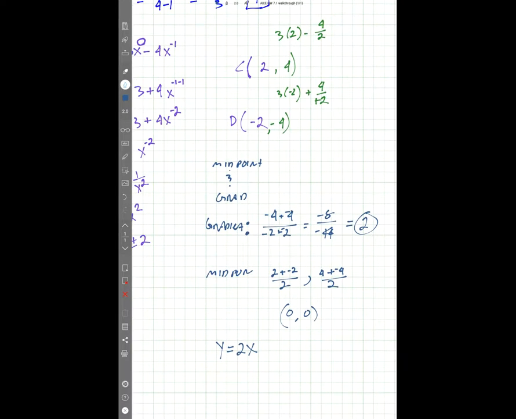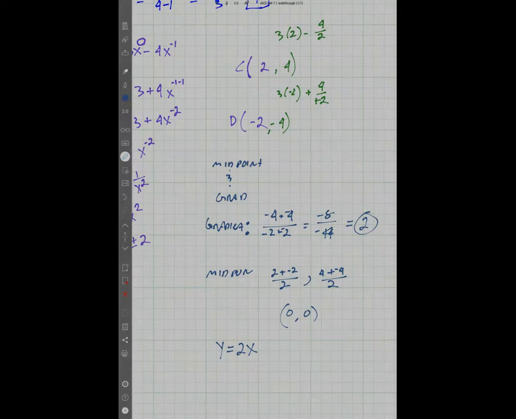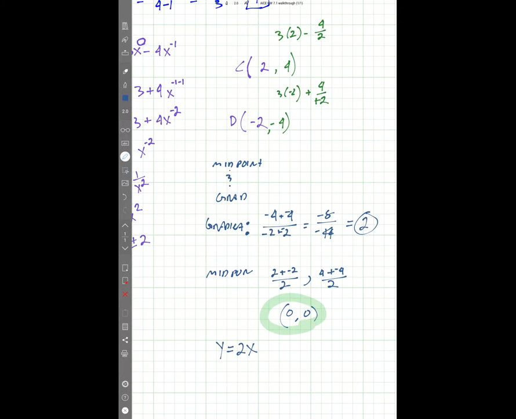So I said it was y equals 2x. So you go back and you read the problem. You're looking for the perpendicular bisector of CD. Well, we got the bisector part, but we forgot to do the perpendicular part. So this should actually be y equals 1/2 x. So there we go. That's problem 12.